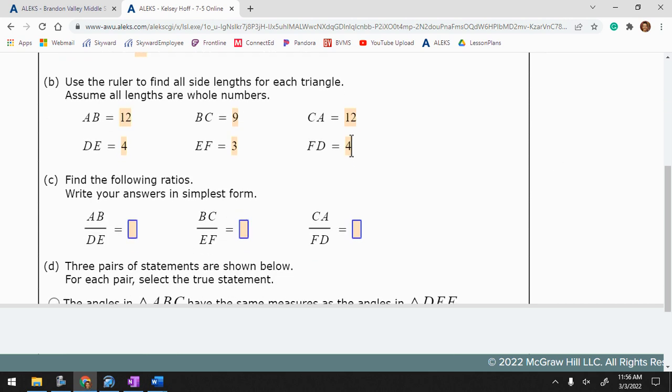Okay. Find the following ratios. Write your answer in simplest form. So now we're going to fill this out. How long was AB? 12. How long was DE? 4. Is that the simplest form? No. 12 divided by 4 is 3. So really that needs to be a 3. BC is 9. EF is 3. 9 divided by 3 is 3. CA, 12. FD, 4. 12 divided by 4 is 3.